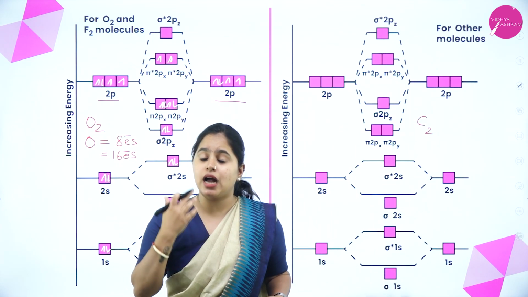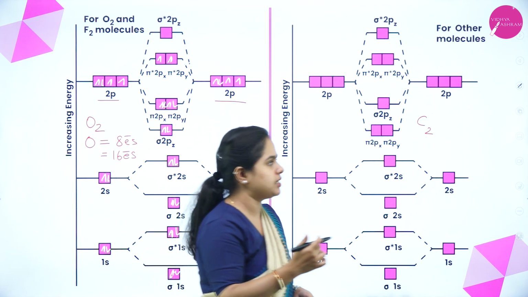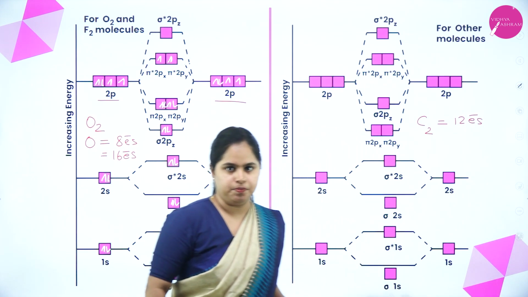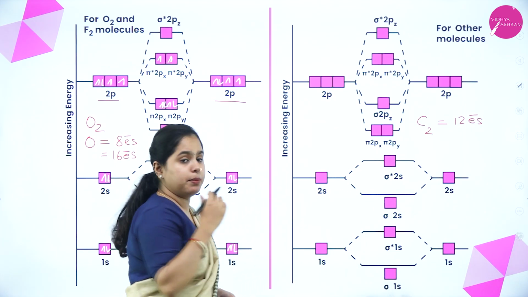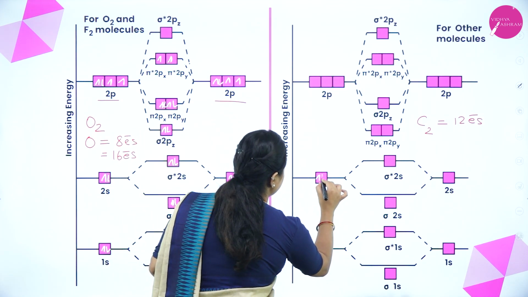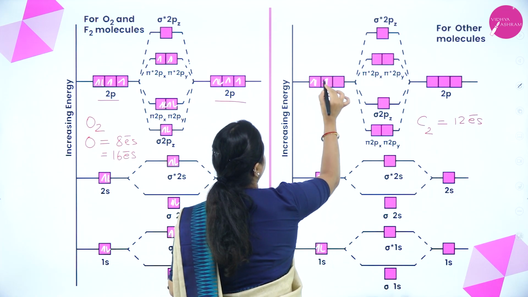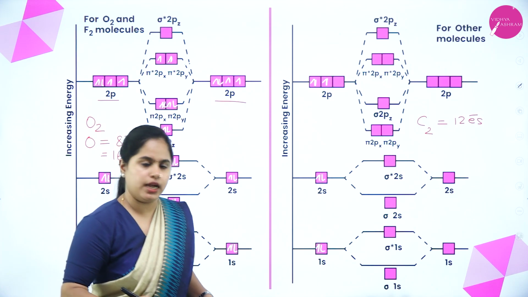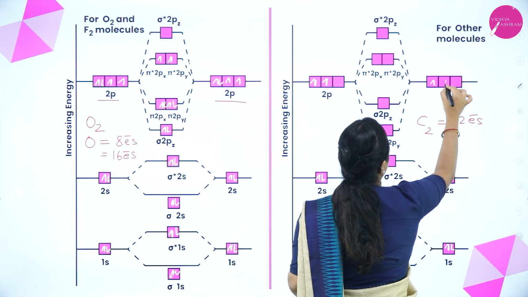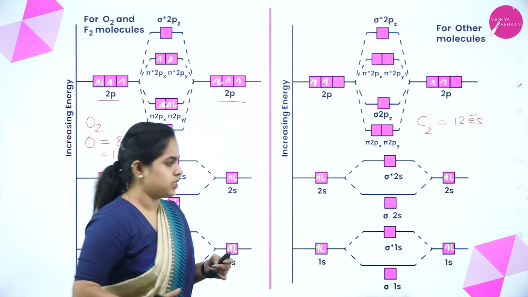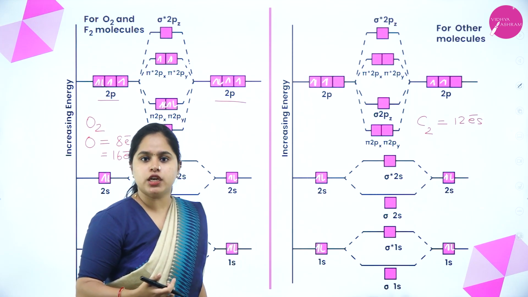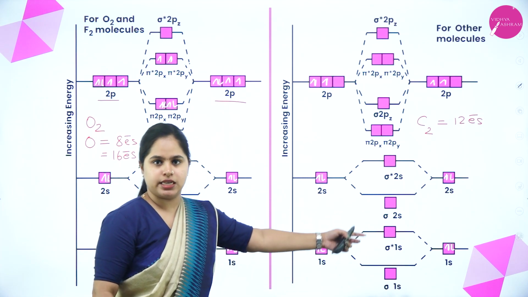We know that in a carbon atom, a total of 6 electrons are present. So in the carbon molecule, a total of 12 electrons will be present. In each carbon atom, 1s2, 2s2 and 2p2 is the electronic configuration. Here also it is 1s2, 2s2, 2p2 from the second carbon atom. The 1s orbitals of both the carbon atoms combine and form molecular orbitals, sigma 1s and sigma star 1s.